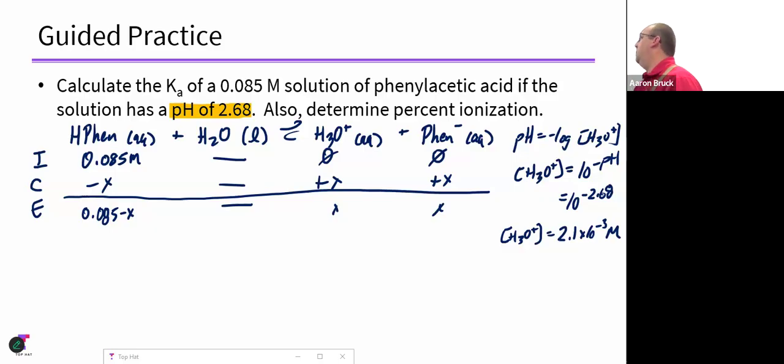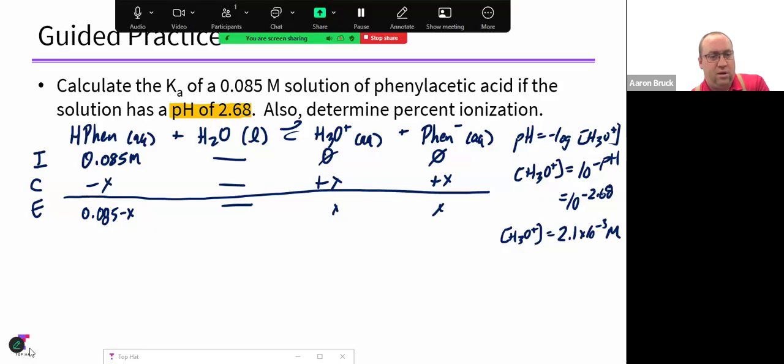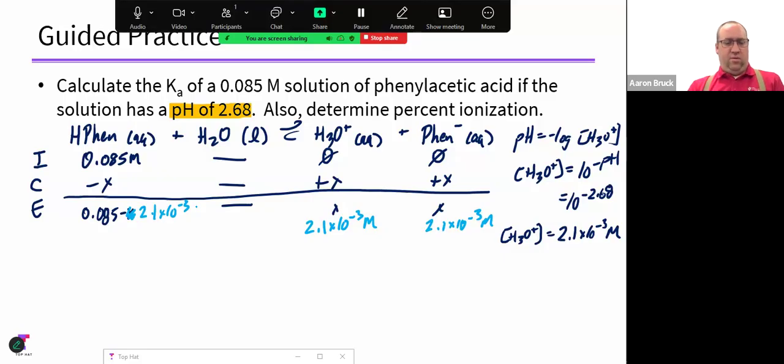With that in place, we can go back and solve the rest of the ice table. So since we know this value of x, we know that it's going to be equal to this x and this x. And if we substitute it in for this x, 0.085 minus 2.1 times 10 to the negative third, keeping our sig figs intact, it's now 0.083 molar.